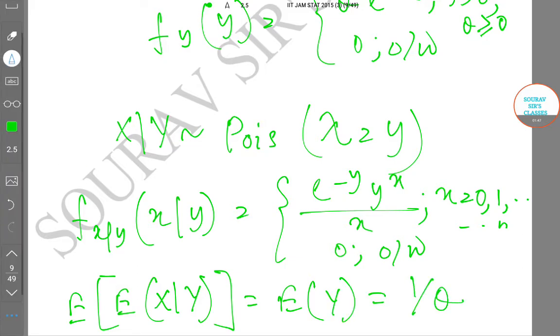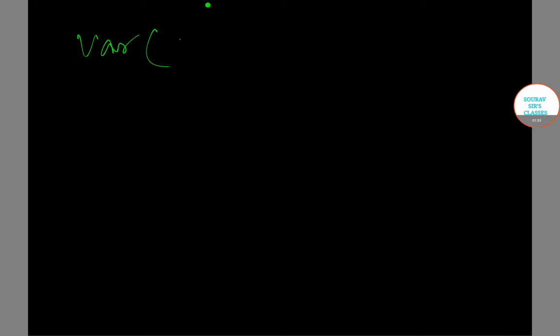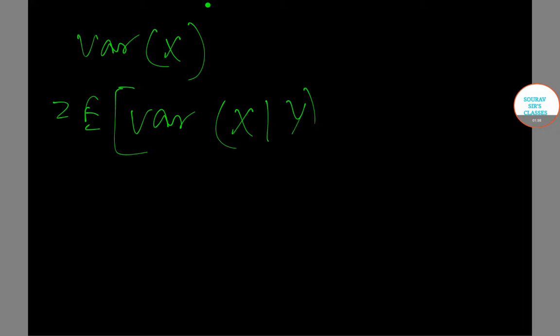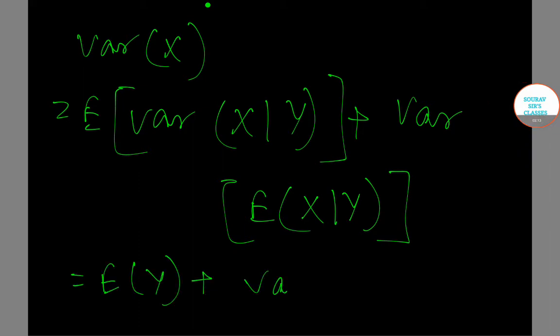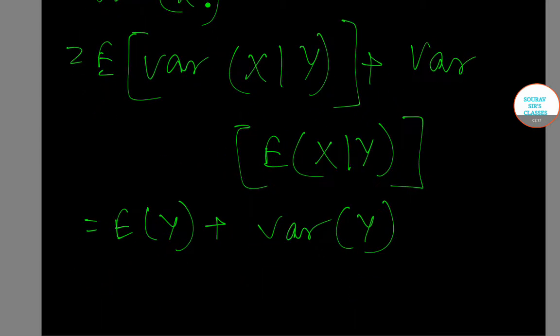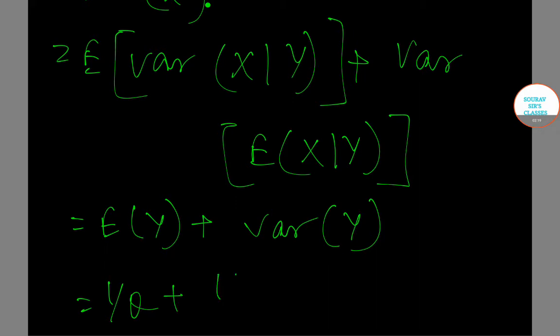Let me add a page. So variance of X is equal to expectation of variance of X given Y plus variance of expectation of X given Y. This gives us expectation of Y plus variance of Y, which is equal to 1 by theta plus 1 by theta square, which is equal to (theta plus 1) by theta square. So this is our correct answer, that is (theta plus 1) by theta square.